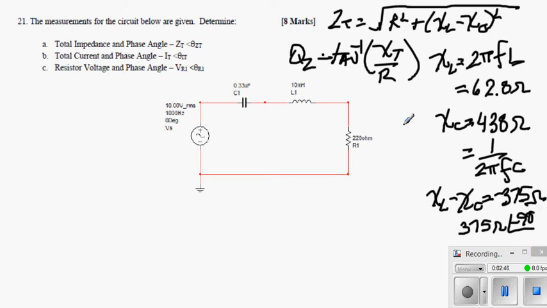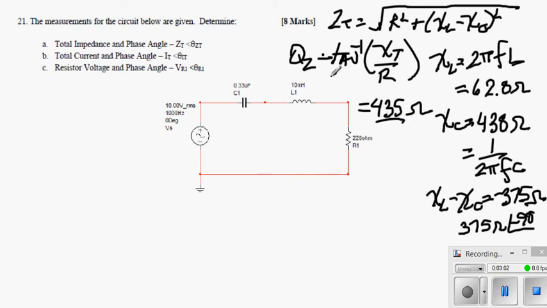So now we can put those values into ZT and get our ZT total. I was able to get 435 ohms for my ZT total. Okay? But this is not enough.